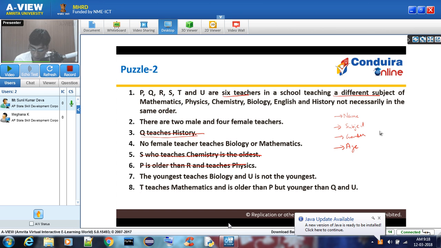But what we know is T teaches mathematics and is older than P but younger than Q and U. This is very good information. T teaches mathematics. First, let's go ahead and write it.